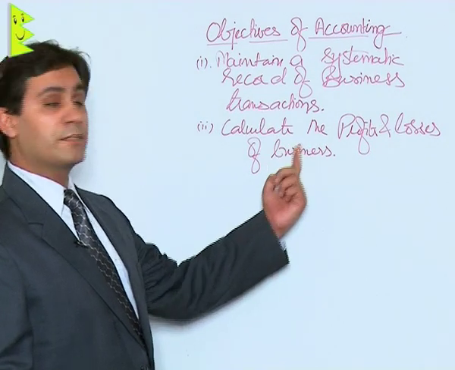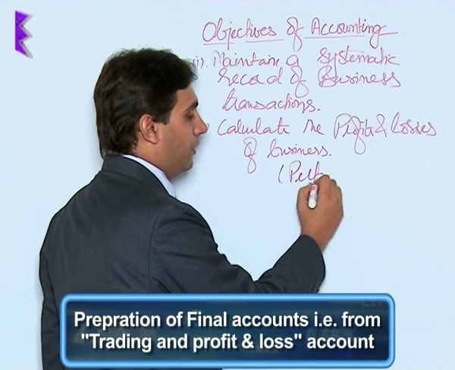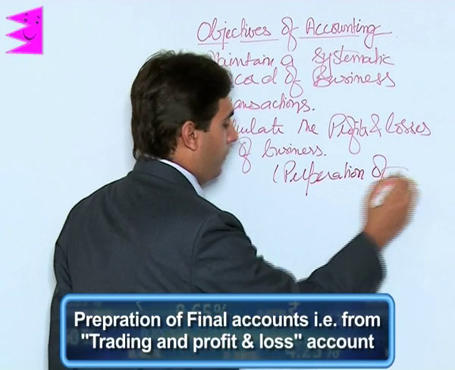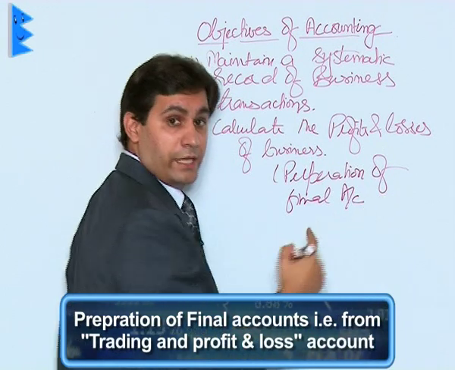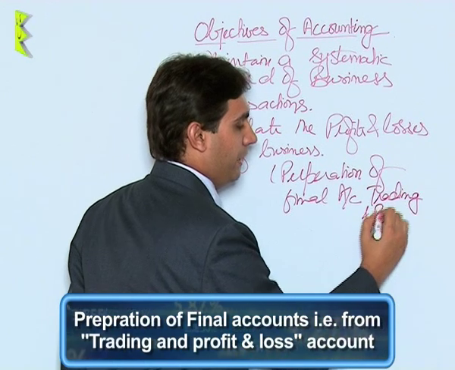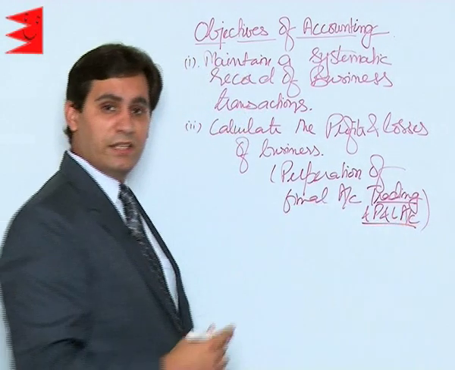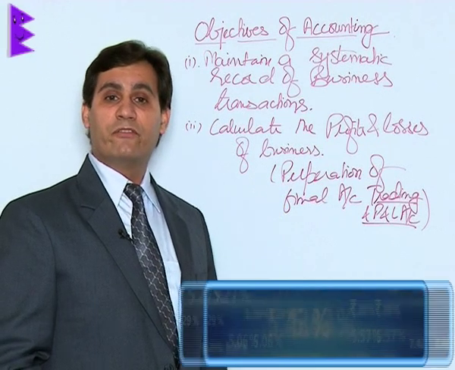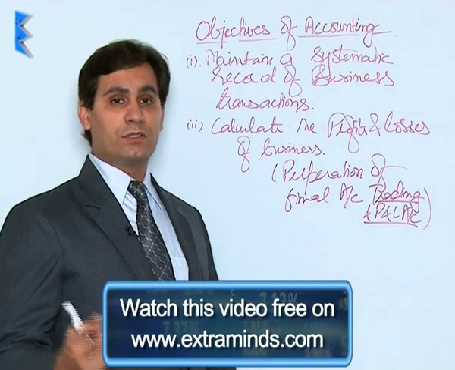Now this is a specialized step. It involves preparation of final accounts, that is in particular trading and profit and loss account. These are specialized accounts that are prepared to calculate the profits and losses that we have earned in the business during a particular period. So we have understood two objectives.